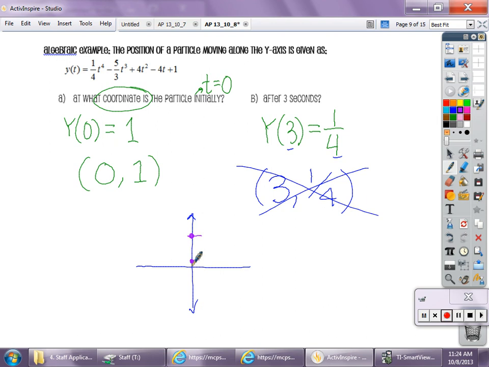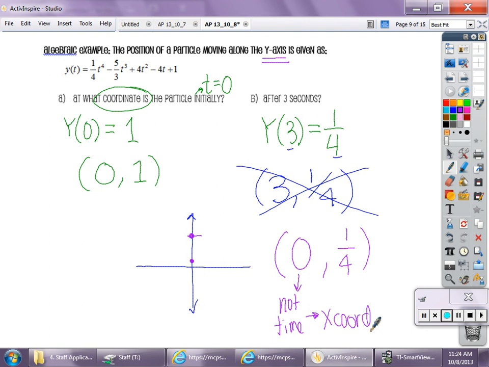1/4. That makes sense now why it's not 3, 1/4, that they want to know a coordinate, and they're telling you they're moving along the y-axis. Does that make sense? So what's the actual coordinate? 0, 1/4, and the reason why? This is not time. What is it? It's the x-coordinate. I do movement along the x-axis, I do movement along the y-axis, I do movement along the line y equal to 2, x equal to -3, all of those just to kind of play around with the coordinates, okay?